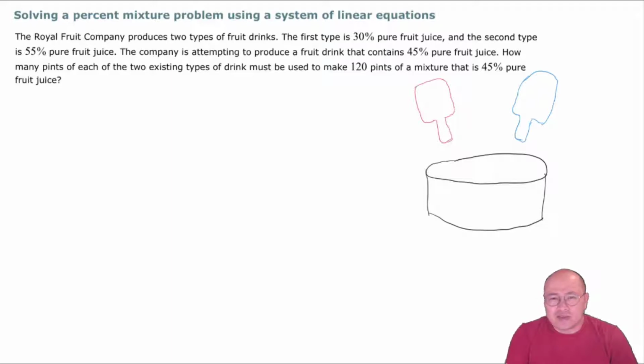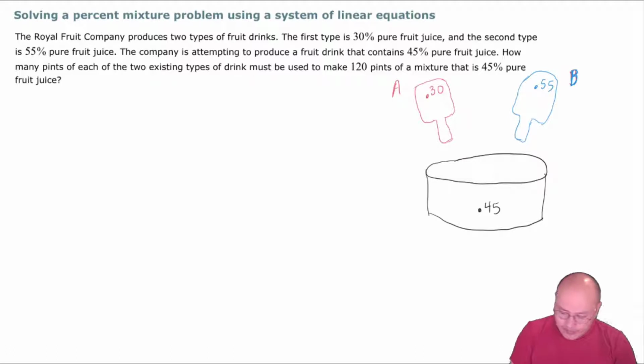Why don't we label some of this? Why don't we label this one A, and this one B. And A and B are going to represent the amount of pints of fruit juice A and then fruit juice B. We also have some concentration involved. So 30% concentration, why don't we label it as a decimal on the actual container. And the second type has a concentration of 55%. When you mix it, we will actually want a concentration of 45%. So the final product will have a concentration of 45% pure fruit juice.